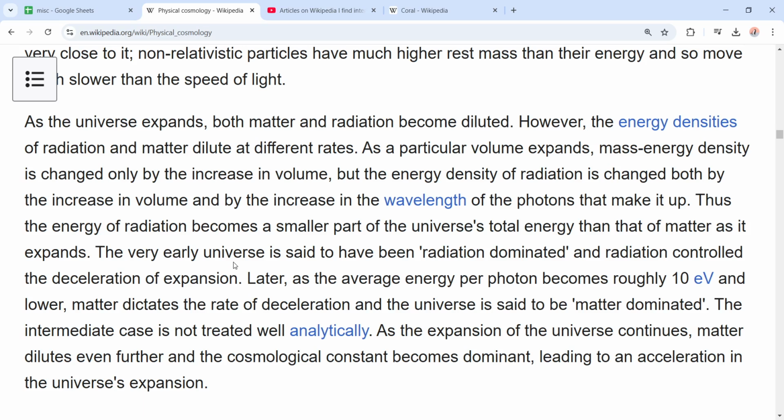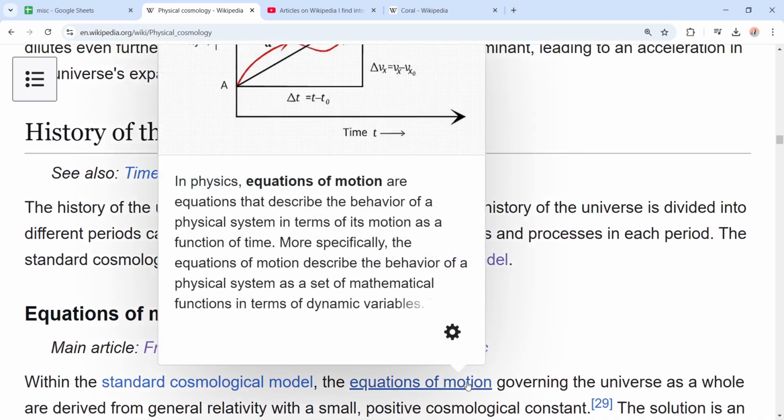The very early universe is said to have been radiation dominated, and radiation controlled the deceleration of expansion. Later, as the average energy per photon becomes roughly 10 eV and lower, matter dictates the rate of deceleration, and the universe is said to be matter dominated. The intermediate case is not treated well analytically. As the expansion of the universe continues, matter dilutes even further, and the cosmological constant becomes dominant, leading to an acceleration in the universe's expansion.